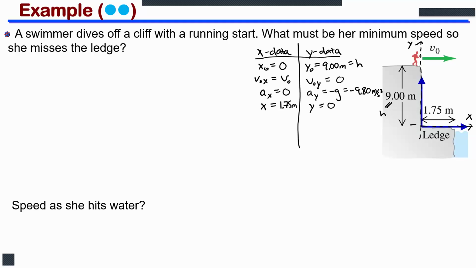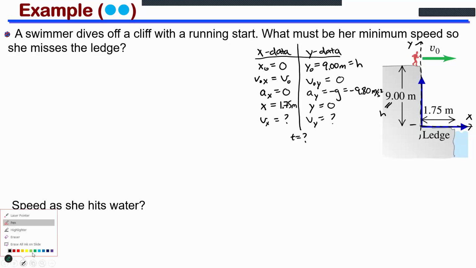Now for the second part of this problem, we're also going to want to know the speed as she hits the water. So that would be the magnitude of her final velocity. And so final x component of velocity is a target, and final y component of velocity is a target. And then we also have t as a target. And that kind of goes with both tables, so I usually put that down here. Our target for the first part of the problem is right here. Okay, so that was step 2.